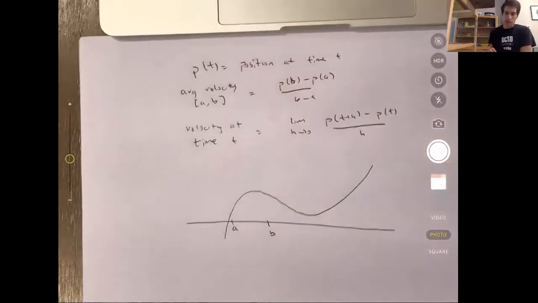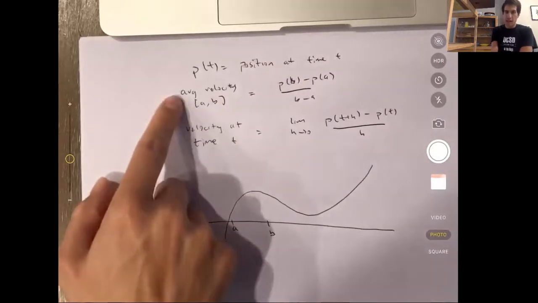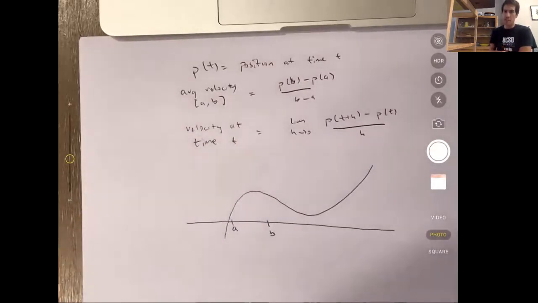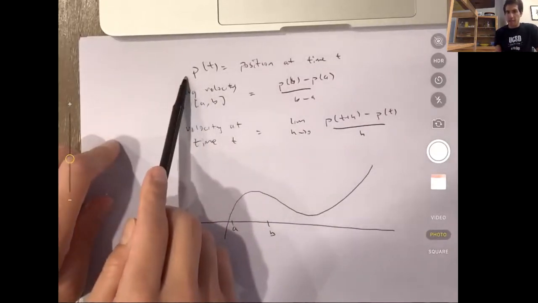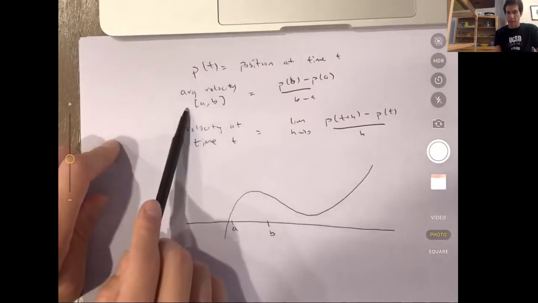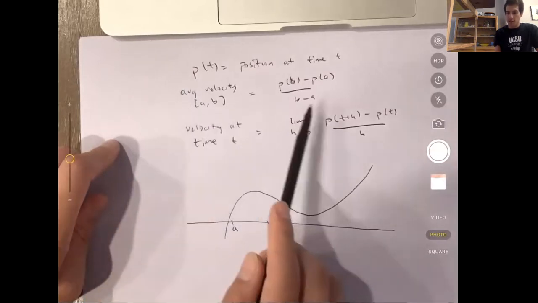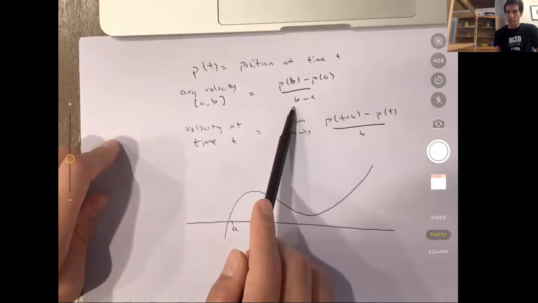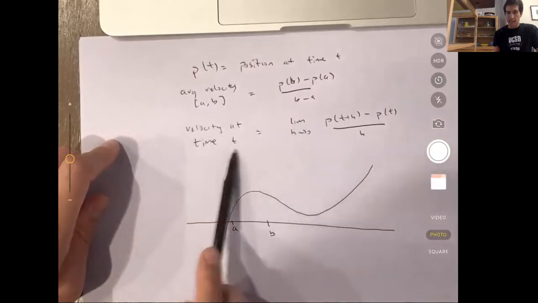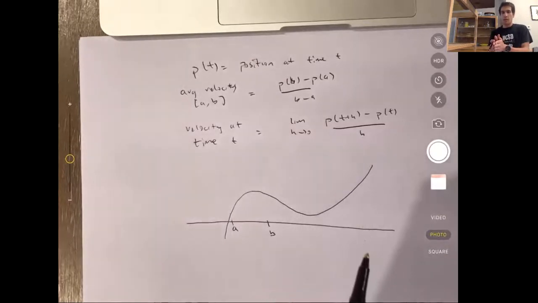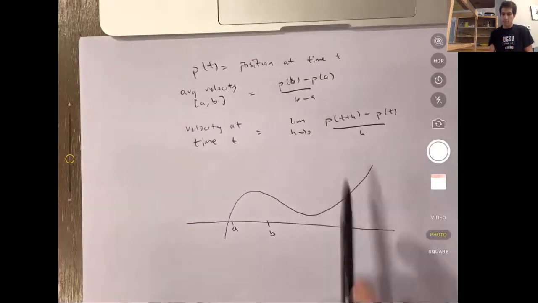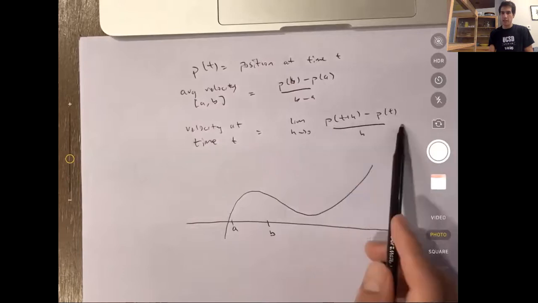Okay, in this video, I want to talk about what the average velocity and the instantaneous velocity mean graphically. We understood from the previous videos that if I have p, which tells me my position, then the average velocity over a time interval a to b is given by this formula, p of b minus p of a over b minus a. And the instantaneous velocity is the limit as that interval goes to 0 around t, so the limit of p of t plus h minus p of t over h.